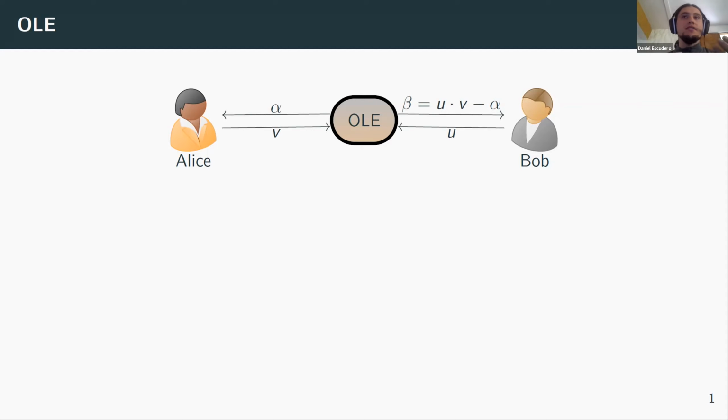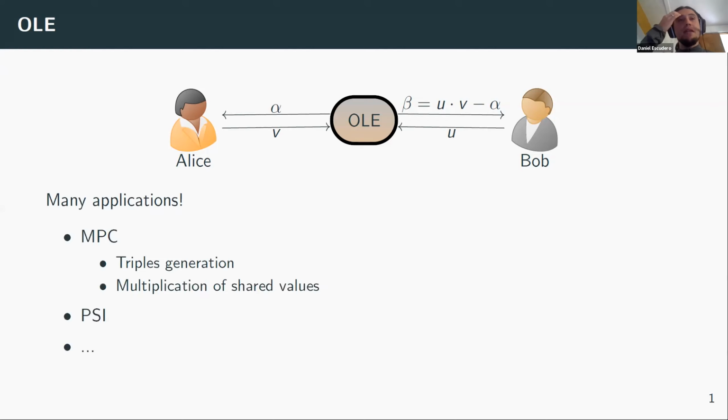So this turns products into sums. And maybe you have seen it in some other forms. This is technically random OLE, but in any case, this is the definition I want to consider because all of them reduce to each other. This is a two-party functionality that has many applications, particularly to MPC. You can use it to generate triples. You can use it to handle multiplication of secret shared values. It has applications to private set intersection and much more. So it definitely makes sense to focus on this primitive, as improving it means improving many other constructions.